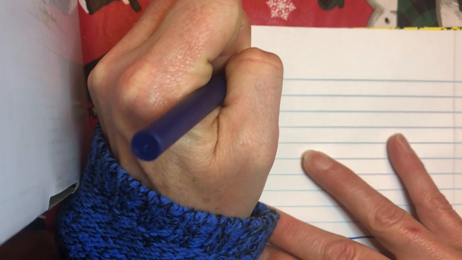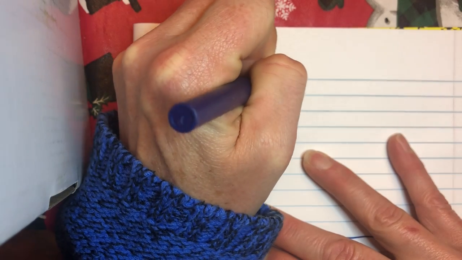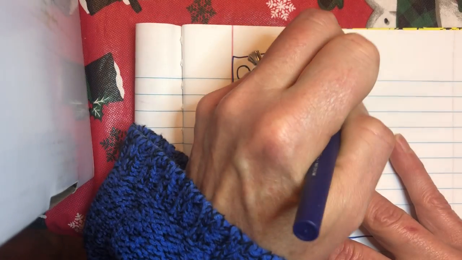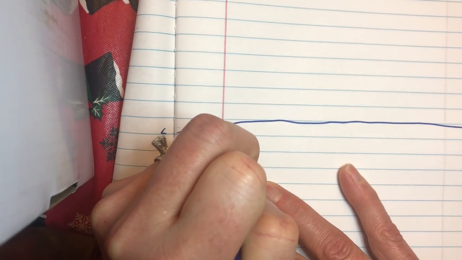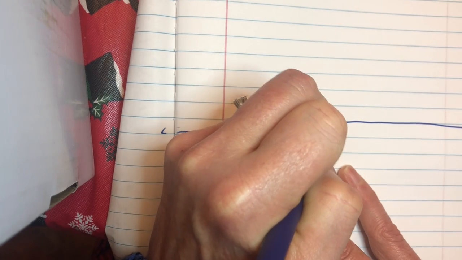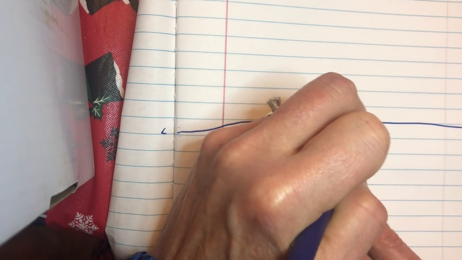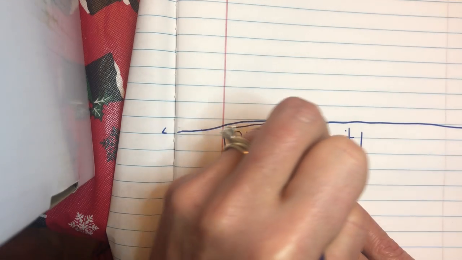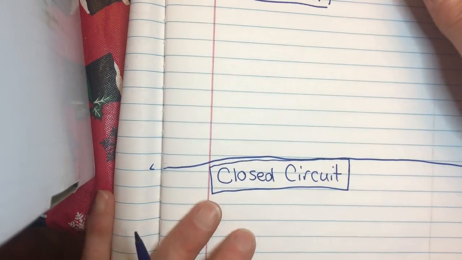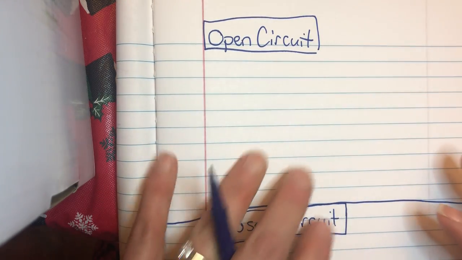On this page, we're going to learn about what's called an open circuit. So I'm going to write that at the top. And then we're going to learn about what's called a closed circuit. I'm going to write that on the bottom. Two types of circuits can be confusing for fifth graders simply because of their name.